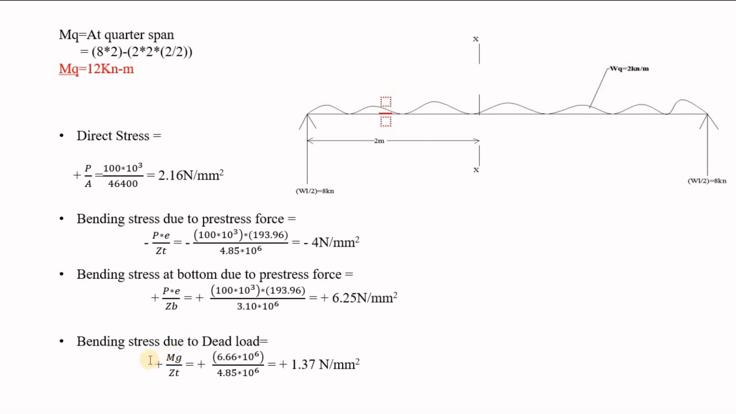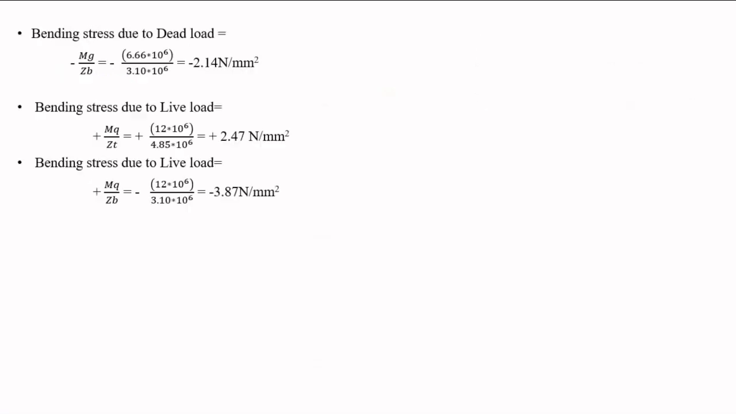The next one is bending stress due to dead load. For bending stress due to dead load, Mg, I should calculate both for the top and bottom. So by ZT we will get 1.37 Newton per mm square. By ZB again it's a negative value. Please be careful with these sign conventions. This is important. So it is minus Mg by ZB, which will give you minus 2.14 Newton per mm square.